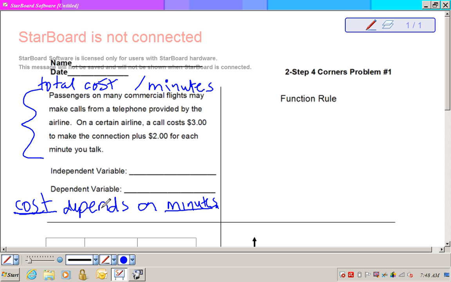Since the cost depends on it, the cost is the dependent variable. So the dependent variable is total cost. The independent, the cause, is the minutes. So you can think of independent as the cause, dependent as the effect.